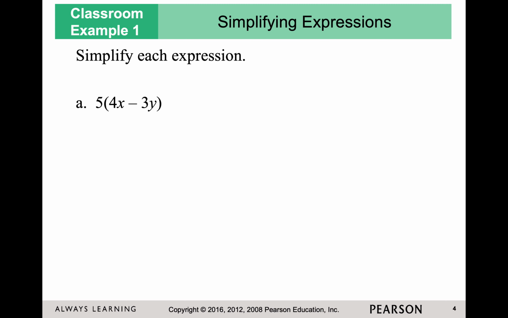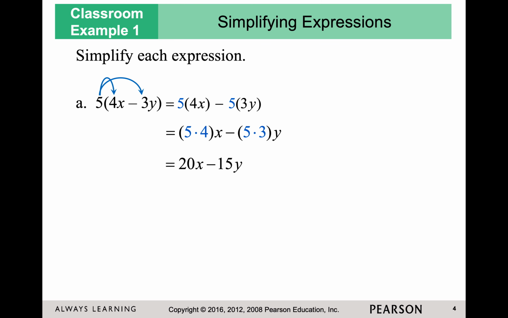So if I want to simplify the following expression, this would be the distributive property. So I'm going to have to do 5 times the 4x and 5 times the 3y. Then I'm going to use my arithmetic rules just to simplify and get 20x minus 15y.